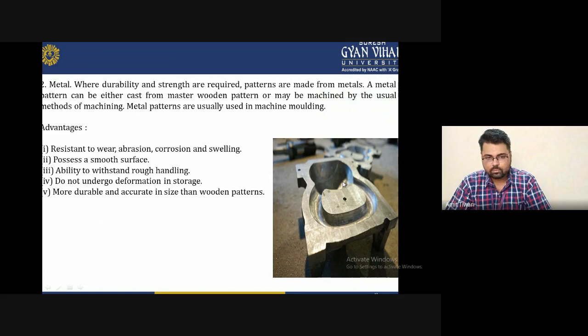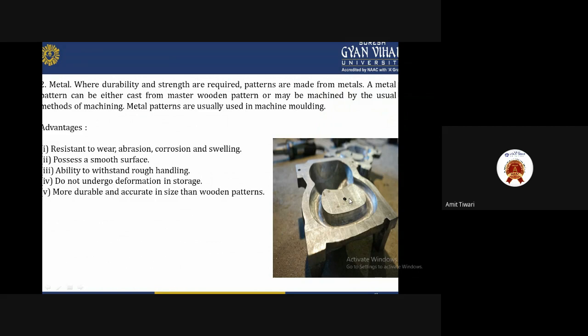Third is the ability to withstand rough handling. If you find surface roughness, you just do the machining process, and the metal will become smooth and all the unwanted surface material is removed during pattern making. Fourth, it does not undergo deformation in storage. Whenever the liquid material fills the empty section area, it will not deform in storage. So these are some advantages when you are using a metal pattern.